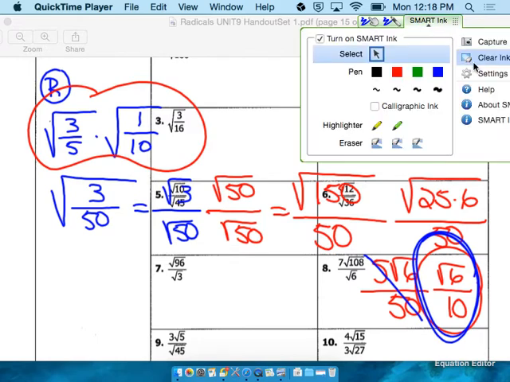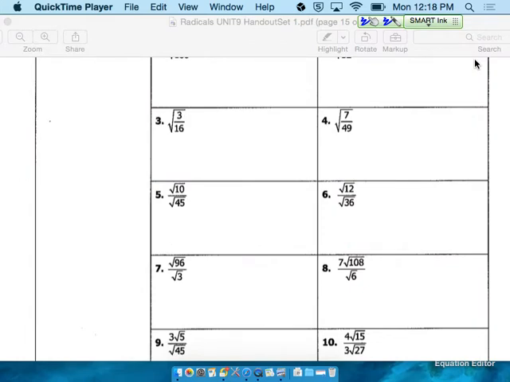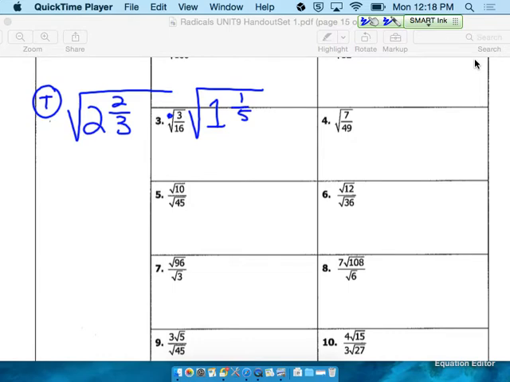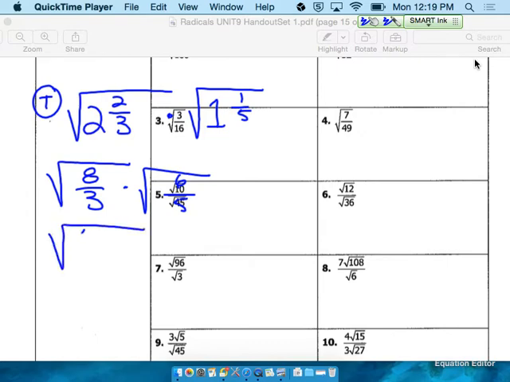Let's do one more from the third column. Let's do a mixed number. Let's look at t. Here I have 2 2/3 under the radical, and I'm going to multiply that times 1 1/5. So I'm going to make improper fractions. 3 times 2 is 6 plus 2, this is 8/3 times 6 over 5. Then I'm just going to carry on as I did before. 8 times 6 is 48. 3 times 5 is 15. So I'm going to break that up: radical 48 over radical 15.